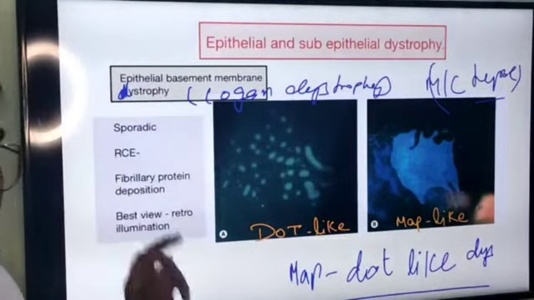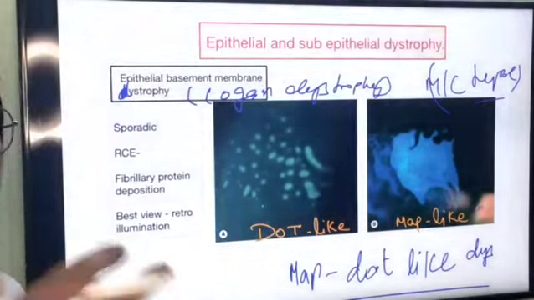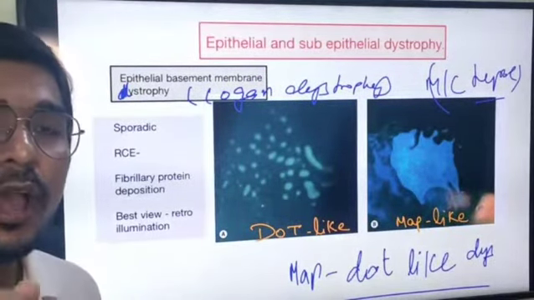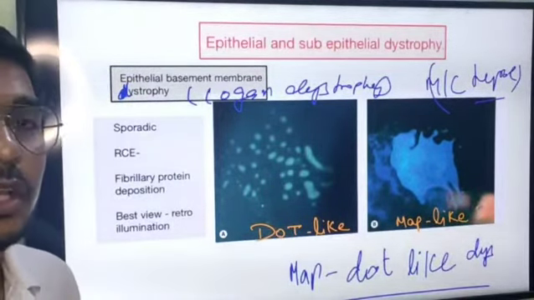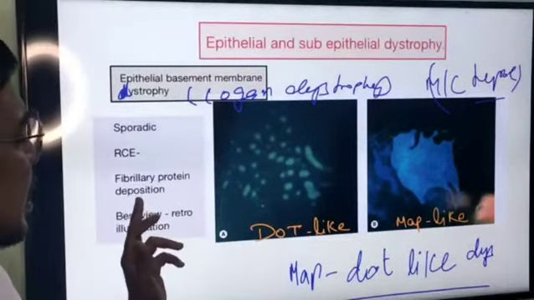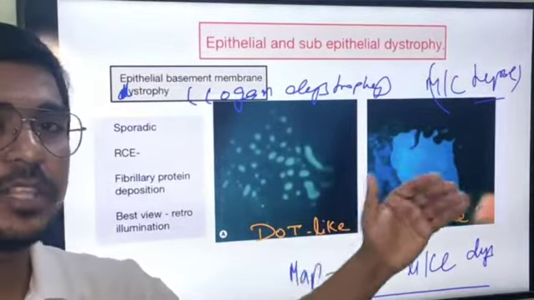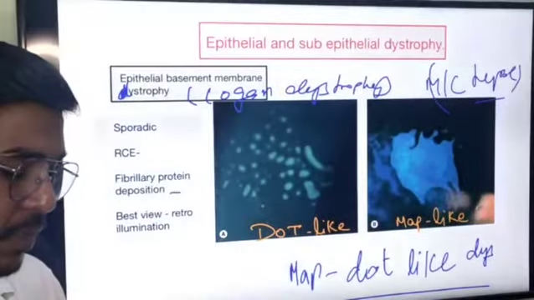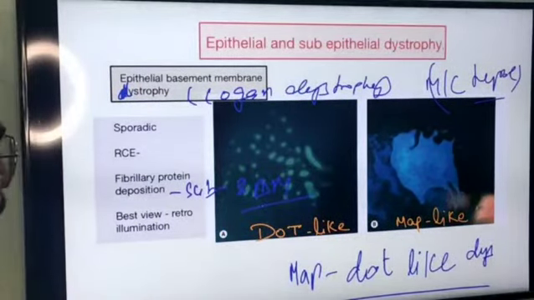The second point is RCE, recurrent corneal erosions. Again and again there are erosions, and because of that there can be pain. So you have to give the patient a lot of lubricant every time. What happens in this condition? There is a fibrillary protein deposition between the subepithelium and Bowman's membrane. So it's very important to understand.